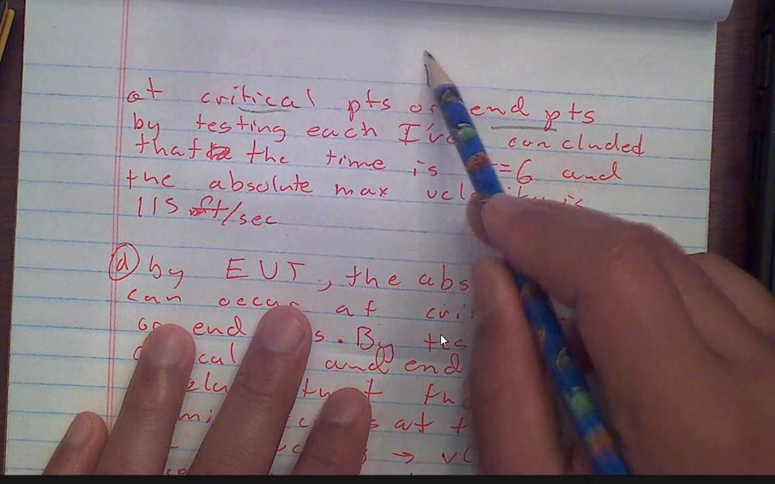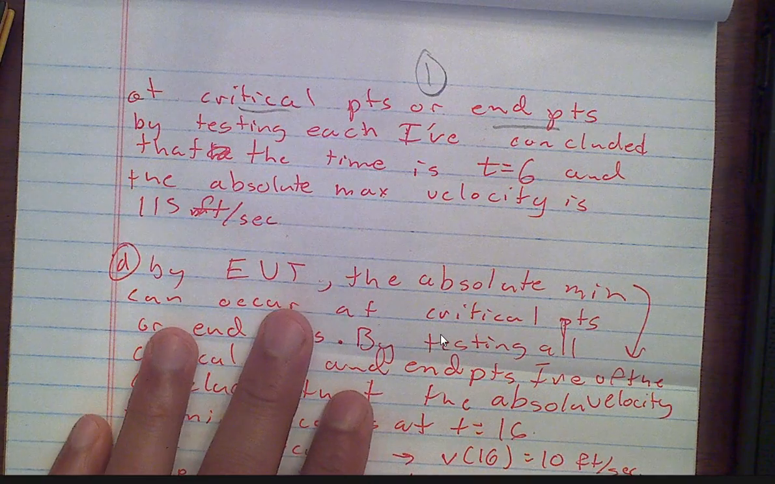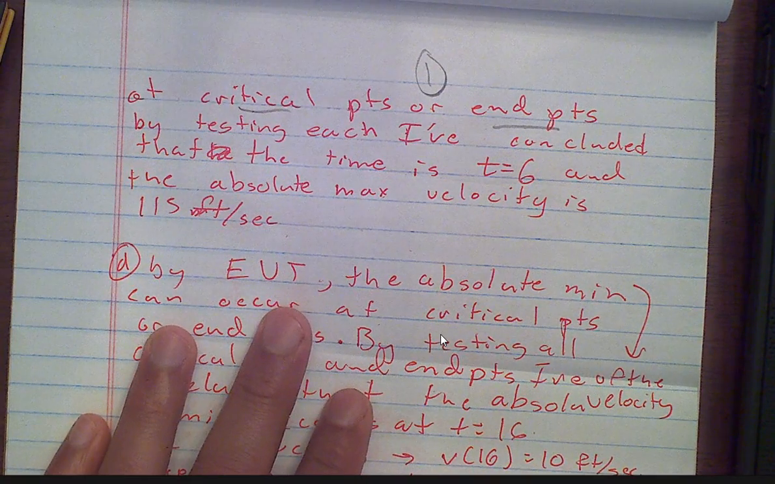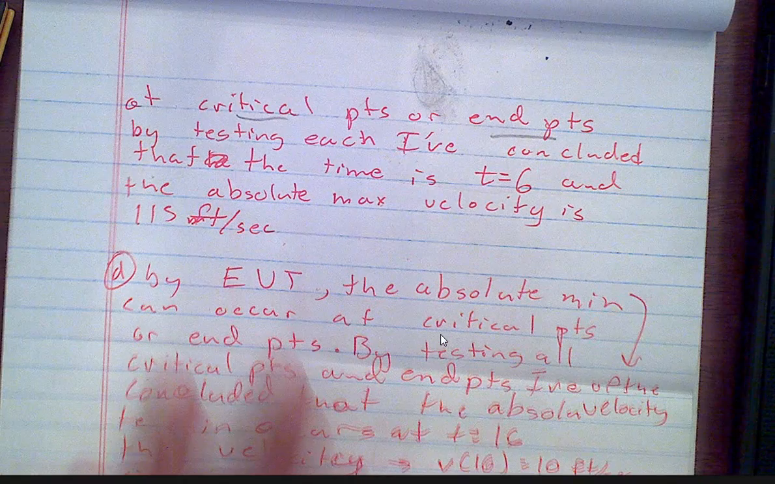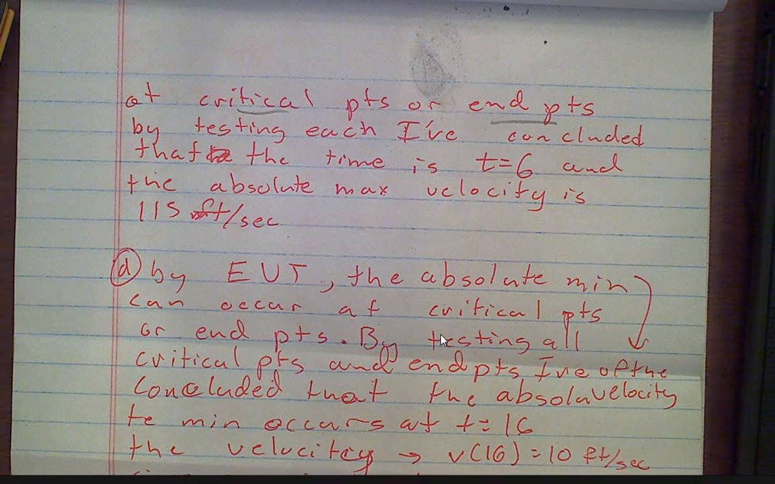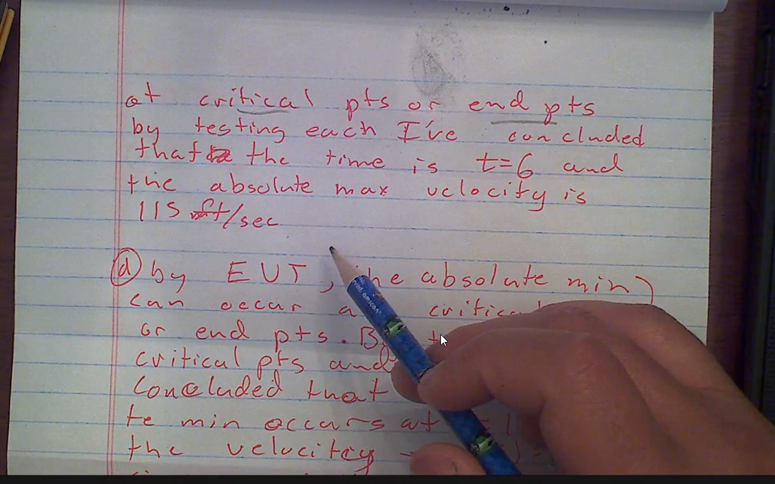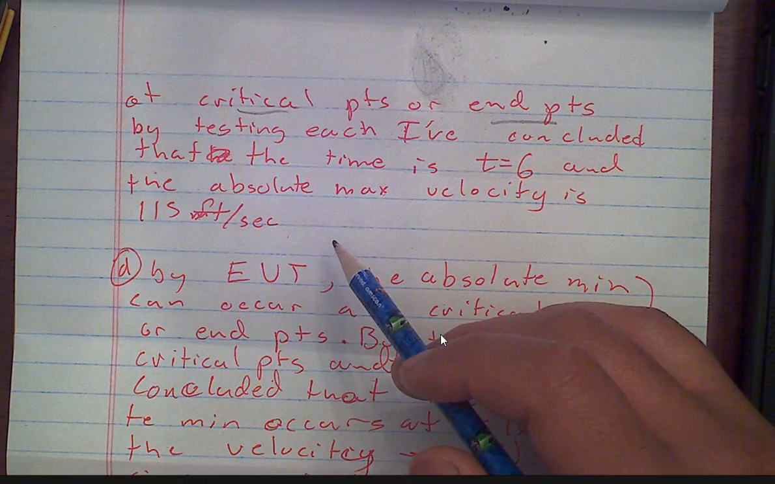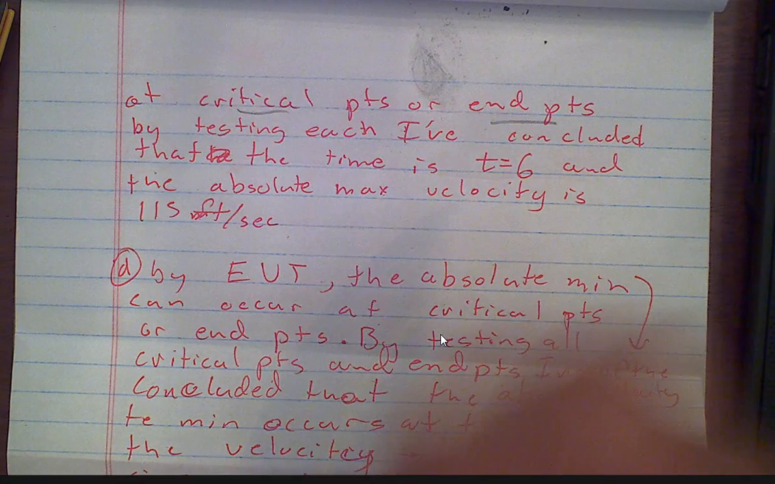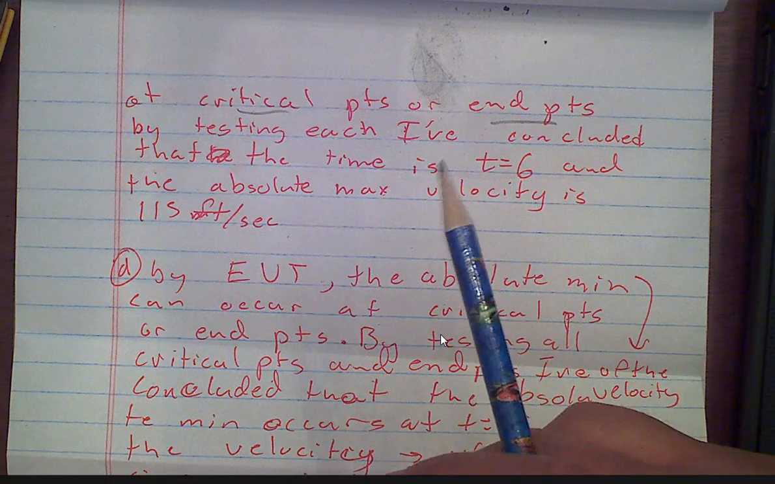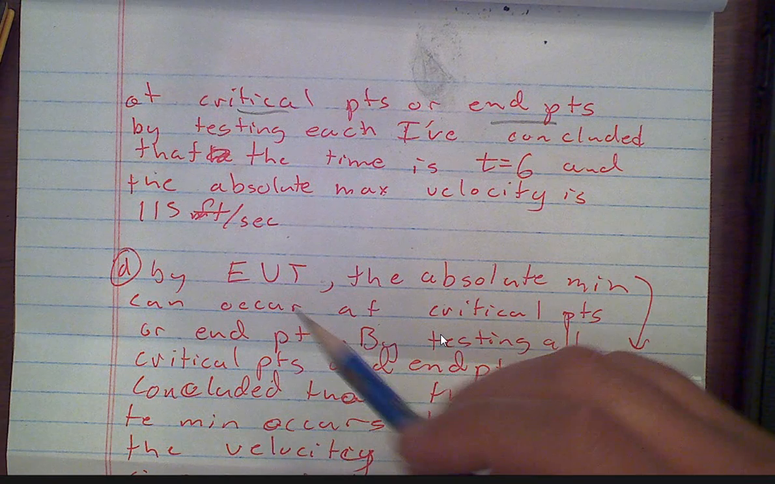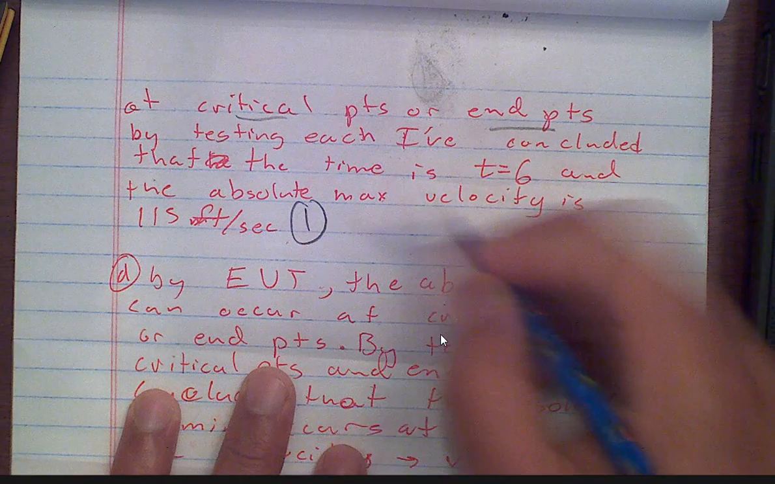And if you didn't do that, I'm sorry. It's probably my fault. But we have to test it. We have to say something about the extreme value theorem. And I tell you what, I won't be mean. Not today. I'm not quite sure what the grading rubric says for this, but just know it's good practice to state the extreme value theorem if you're using it, which is testing critical points and endpoints to find a maxima or a minima, especially absolute. I've concluded the time t equals 6 and the absolute max velocity is 115 feet per second. So there's a point and there's a point.